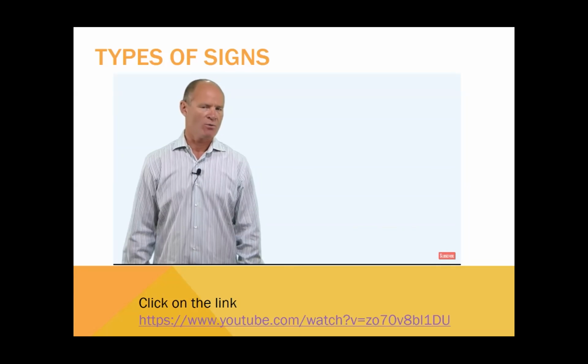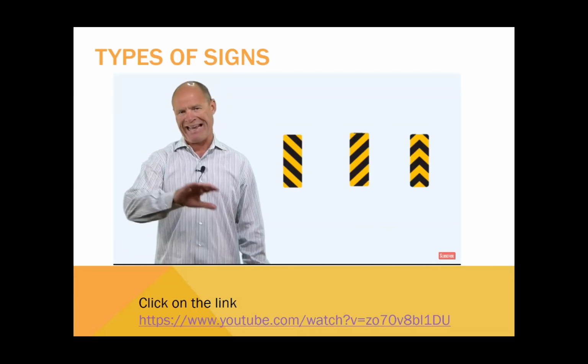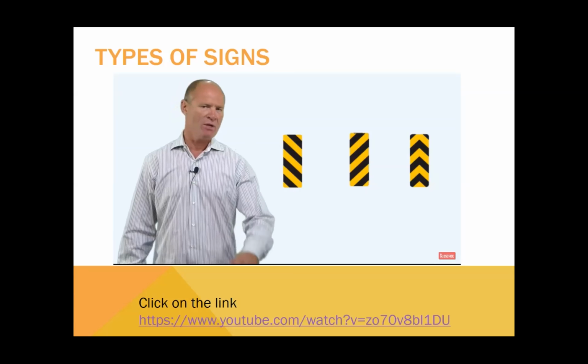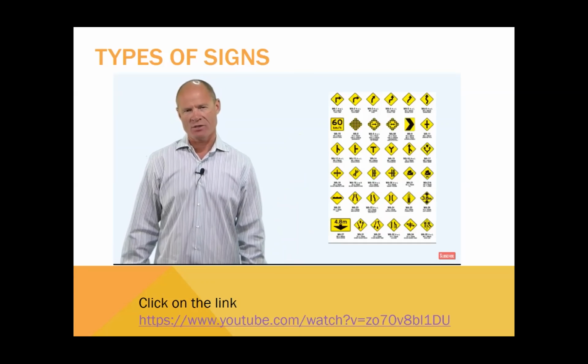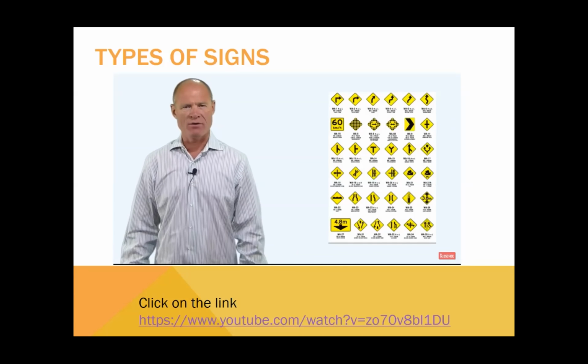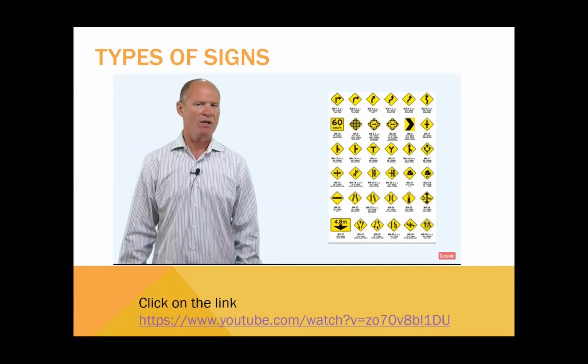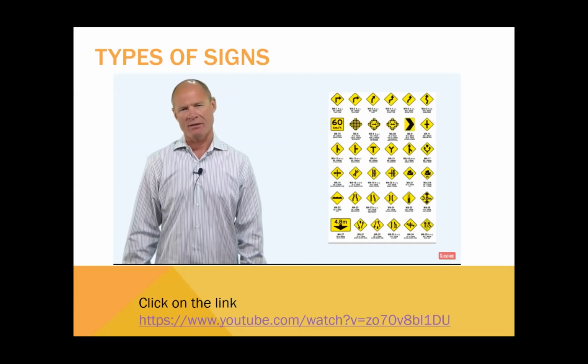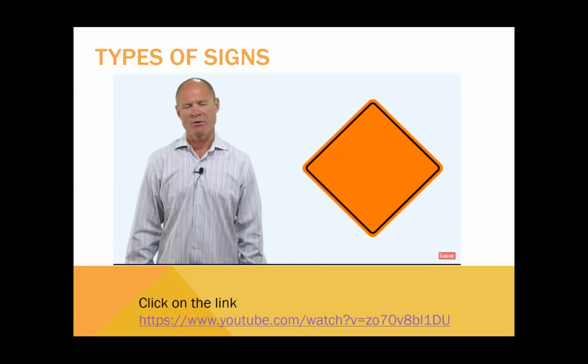Advisory or cautionary signs warn you of hazards and obstructions on the roadway and anything else that you could potentially run into. Reduce speeds and those types of things are all cautionary or advisory signs, usually diamond in shape, can be rectangular, yellow with black lettering or symbols on them. Construction signs, orange with black lettering or symbols.